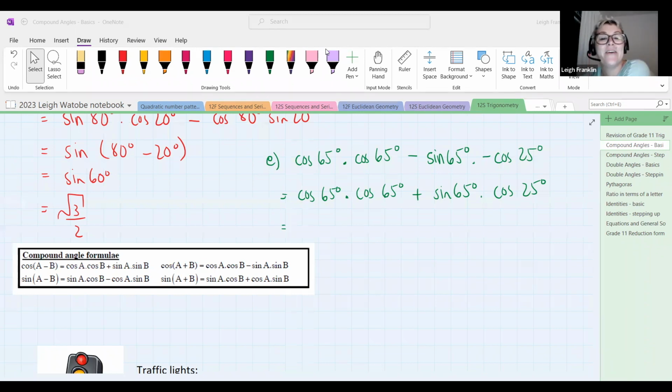Well done. Bayanda says, ma'am, isn't the first cos 65 supposed to be cos 90 minus 25? And then Chloe says, cos 25 is sine 65. You're quite right, it is. What do we want to change though? What are we going to change here?